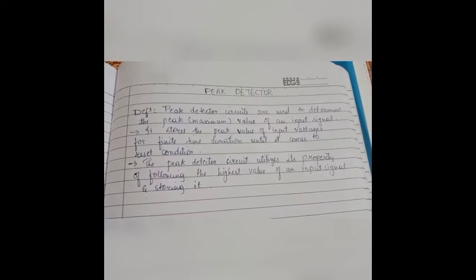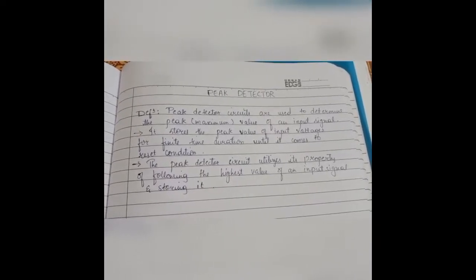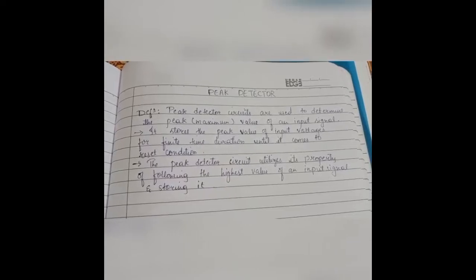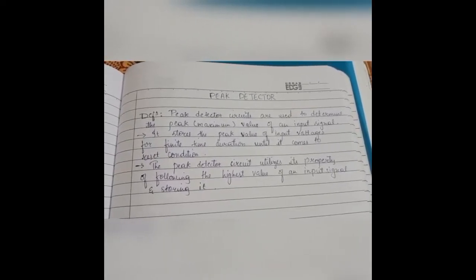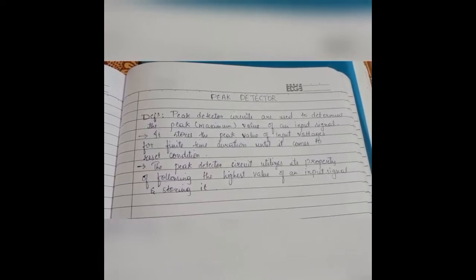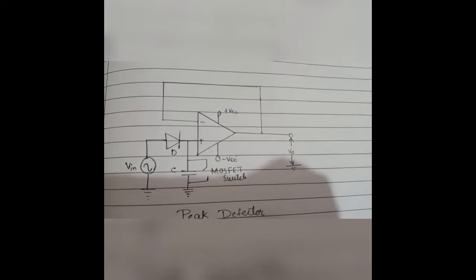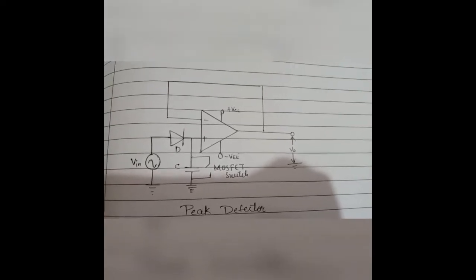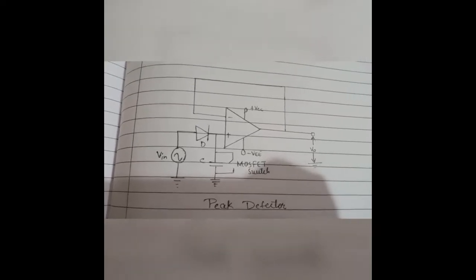It stores the peak value of input voltages for a finite time duration until it comes to reset condition. The peak detector circuit utilizes its property of following the highest value of an input signal and storing it. The following figure shows the peak detector circuit, which consists of a diode and a capacitor.